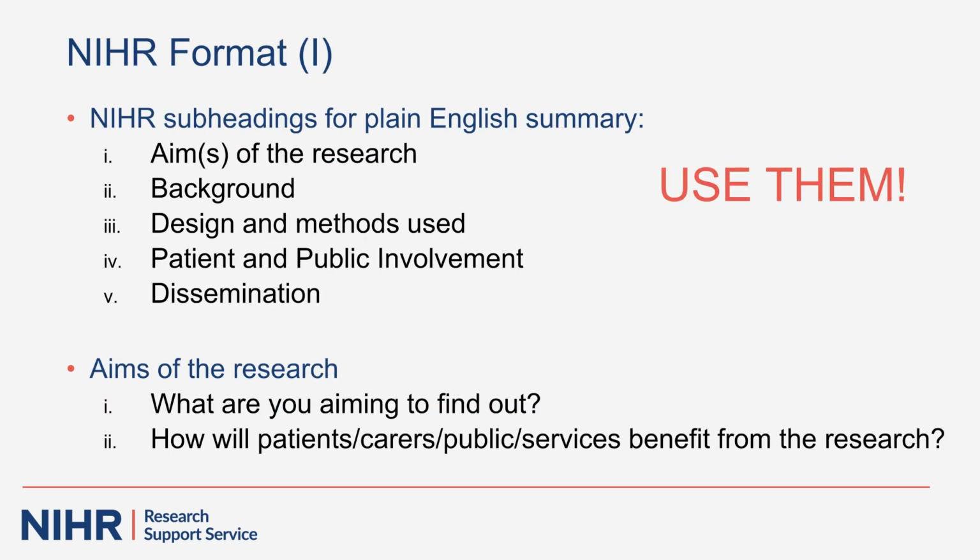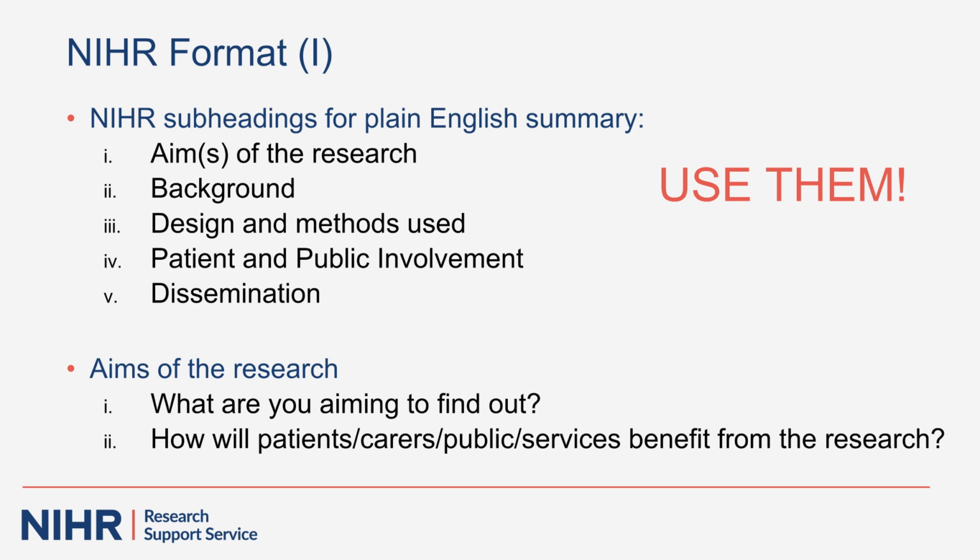The NIHR format basically has some subheadings that they're asking for. They're asking for the aims of the research, a bit about the background, the design and methods used, something on patient and public involvement, and dissemination. I always think it's odd that they ask for dissemination as a heading, because it's not an easy word and not everybody knows what it means. But basically do use these headings or something similar.